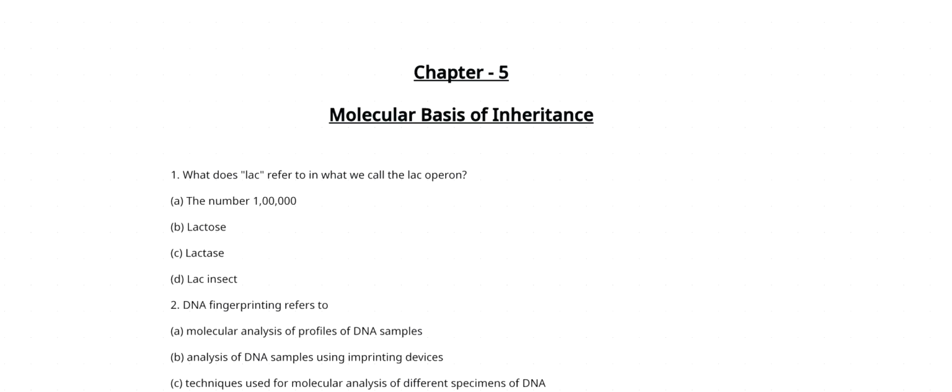What does lac refer to in what we call the lac operon? Option one is the number 1 lakh, lactose, lactase, lac in insect. So the answer will be lactose. Lactose operon in E. coli is a catabolic pathway in which the structural genes remain switched off unless the inducer, that is lactose, is present in the medium.